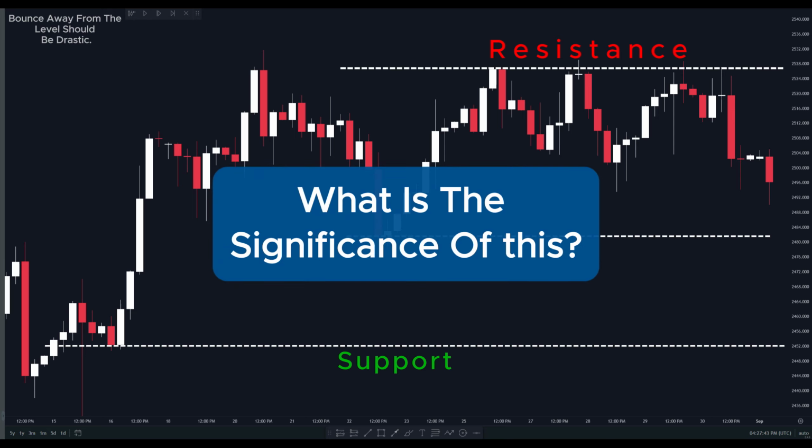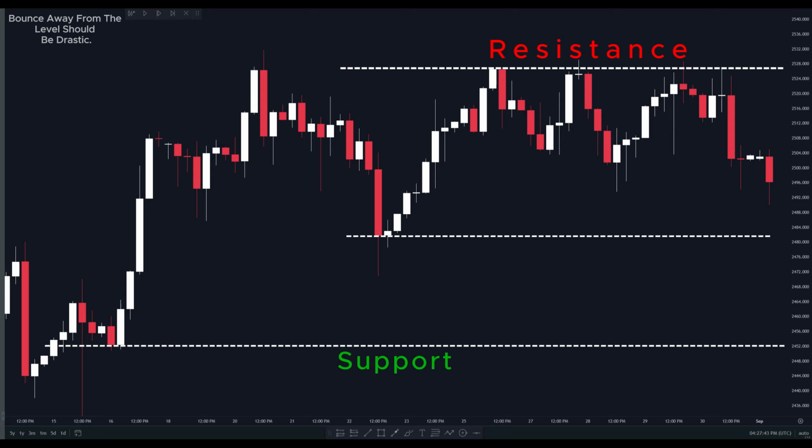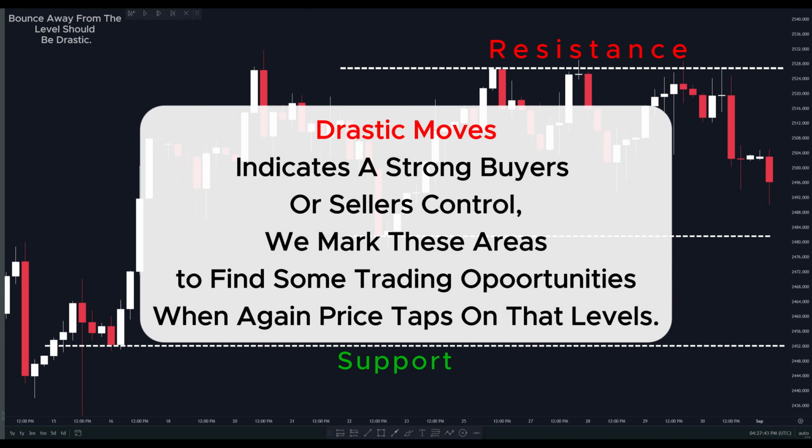What is the significance of this? We highlight these drastic support and resistance levels because the price moves sharply and with heavy momentum candles from there, indicating strong buyers or sellers in control. We mark these areas so we can find trading opportunities when price taps on those levels again.